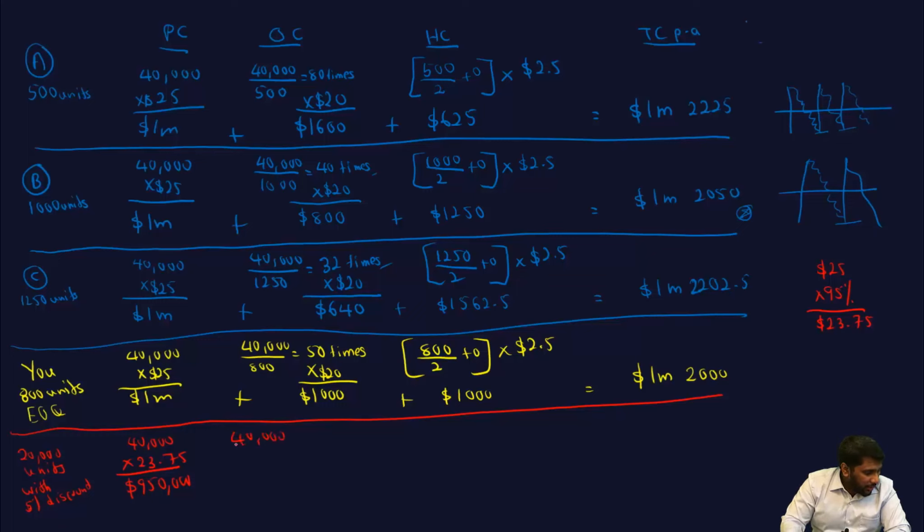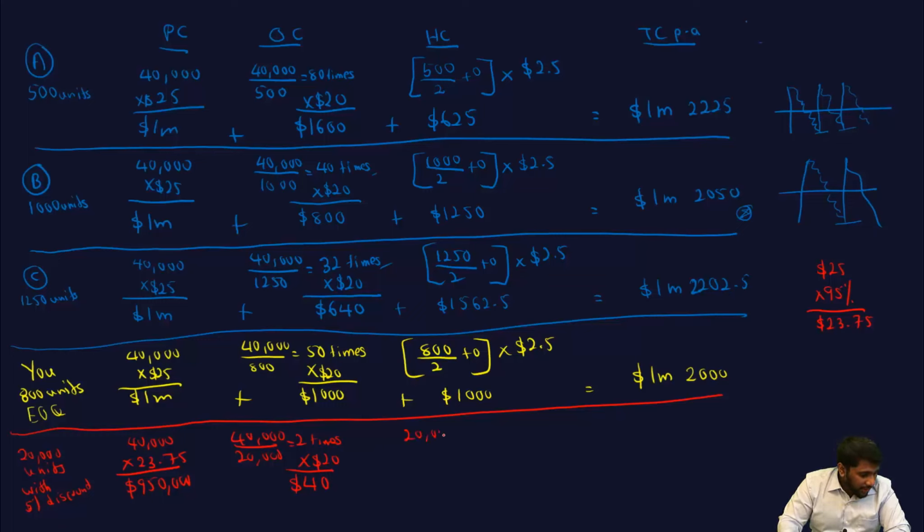40,000 units. You are ordering 20,000 units per time. So you will have to place the order how many times? Only two times. So each time when you are placing the order, cost is 20. So to place the order two times, your cost is 40. Next one is your holding cost.